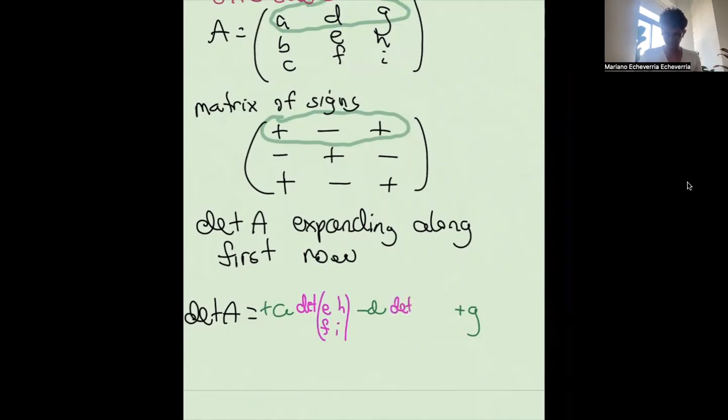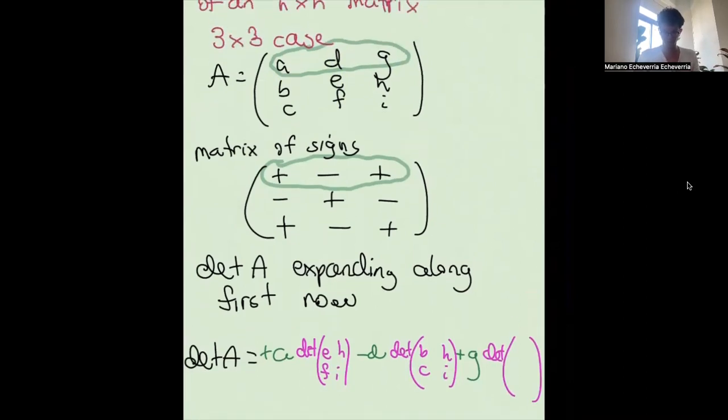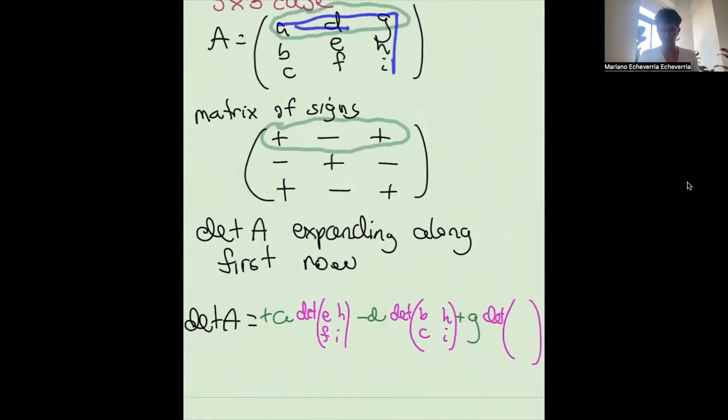Then let's go to the second term. It's D. With D, I have to eliminate the first row and the second column. I don't know if you see that there are 4 numbers left. So I will put here B, C, H, I. And for the last one, I have to eliminate the row and column to which G belongs. The row and column to which G belongs is this one, and so you get this matrix, B, C, E, F.